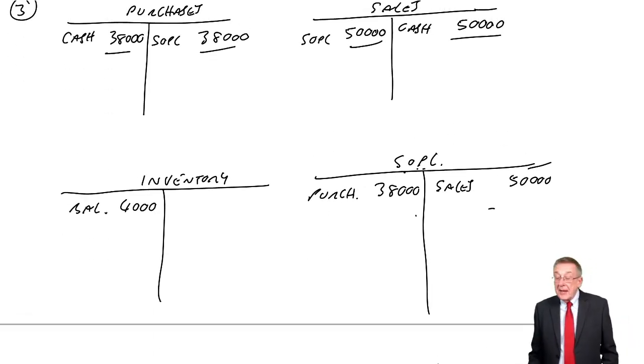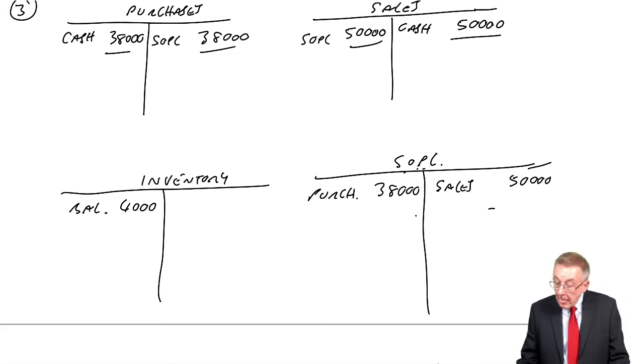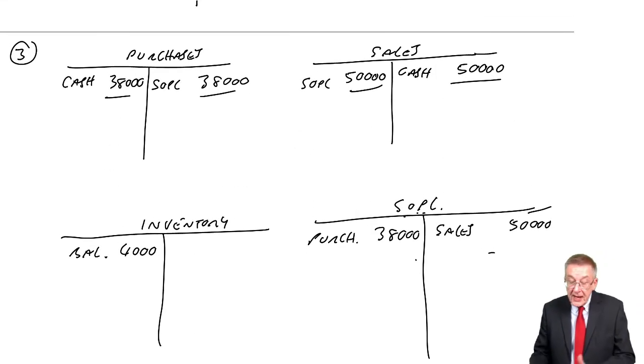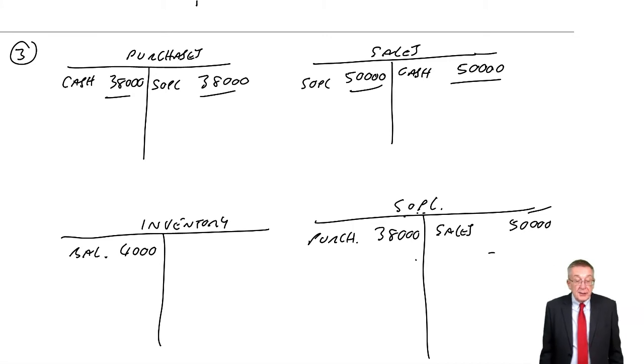We can't stop there because, if we stop there, we're showing a profit of 12,000, and yet, of course, we know the profit is 14,000. And it should be pretty obvious. The other problem: stop there, and we've got inventory of 4,000, but that's been sitting there all year. The correct inventory at the end of the period should be 6,000.